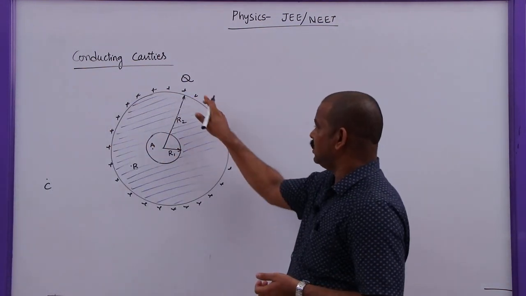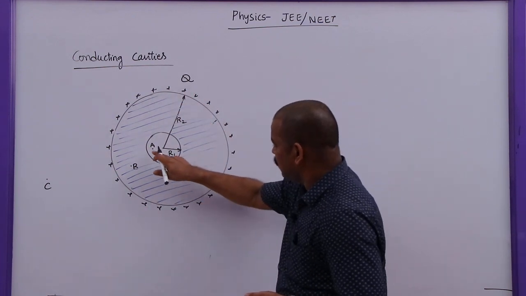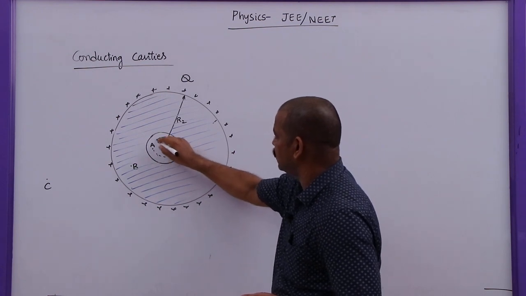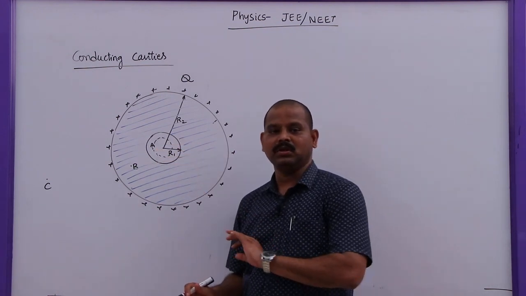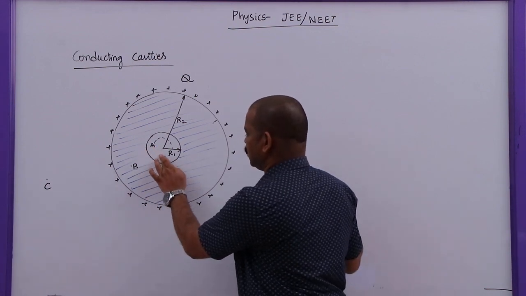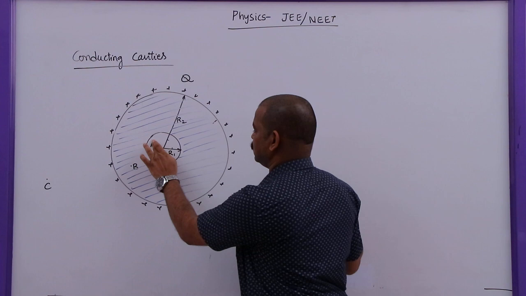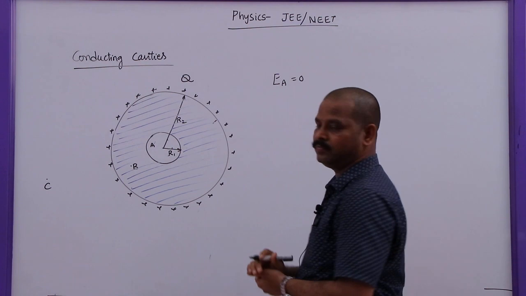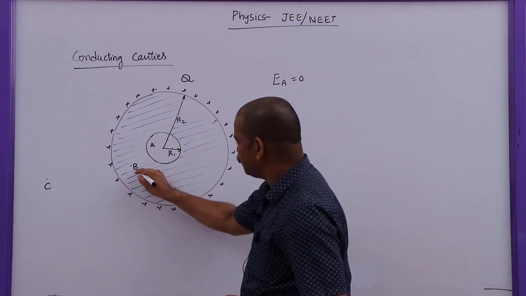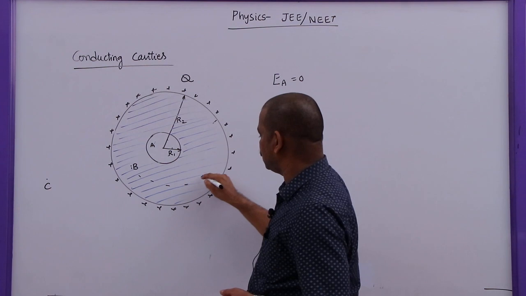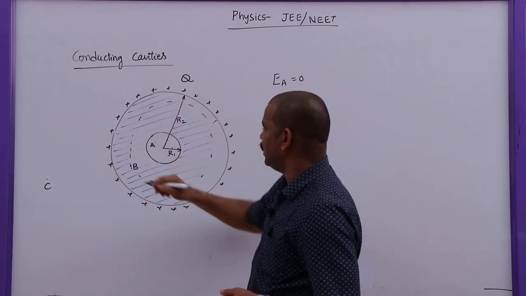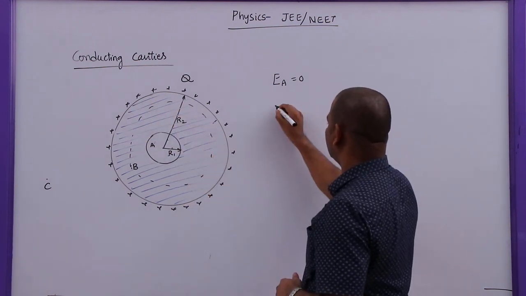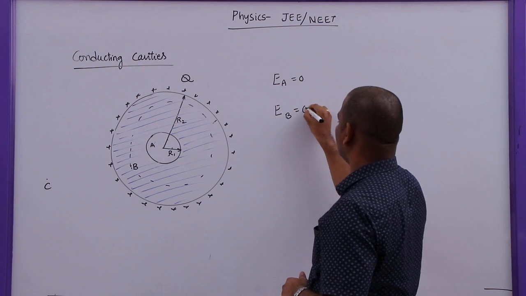Why? Because charge is spread only on the outer surface. If you construct a Gaussian surface within this, it is not going to enclose any amount of charge. When the enclosed charge is 0, the electric field is 0. So at point A, the electric field is 0. Now point B: once again, if you construct a Gaussian surface such that point B lies on it, the charge enclosed will also be 0. So the electric field at point B is also 0.